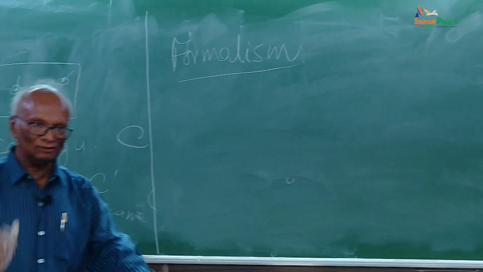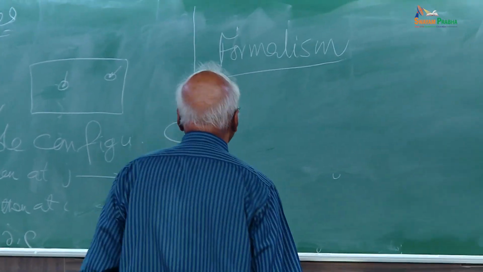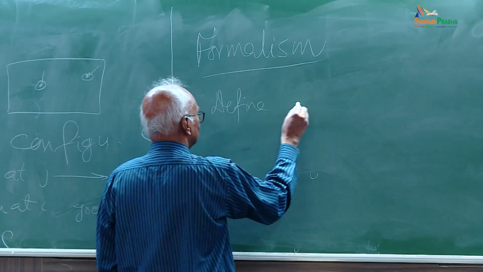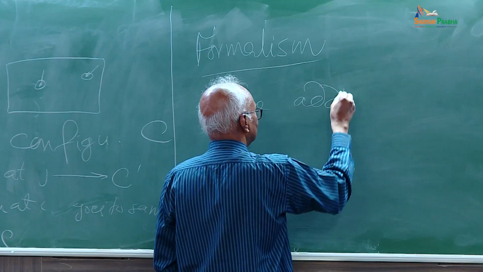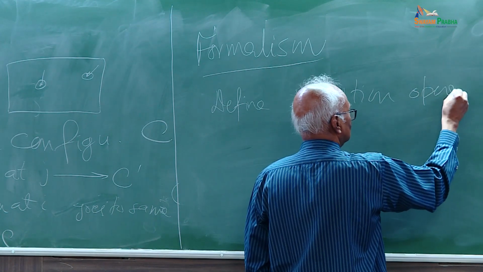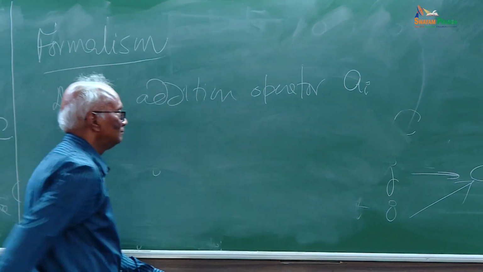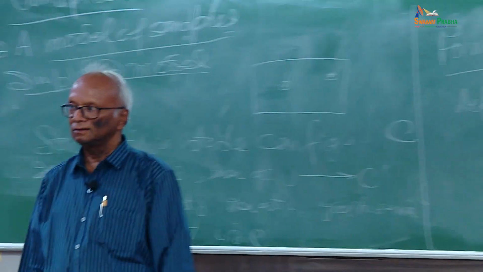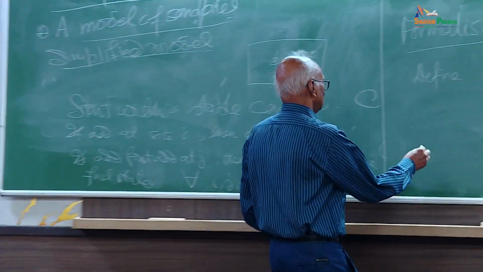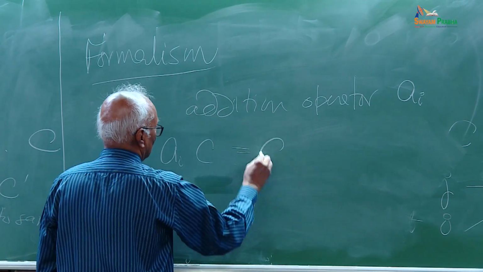Formalism is just a notation to help us in future or some such thing. So define the addition operator A sub I. Okay, it's an operator. What does it mean? It means that A sub I on C is equal to C prime.